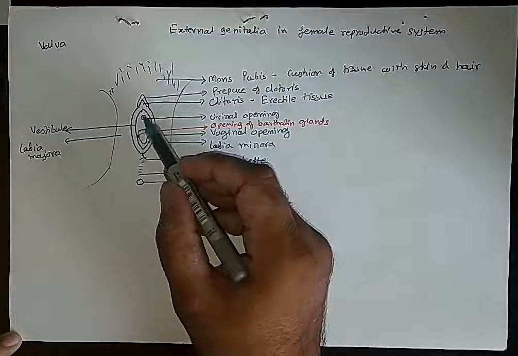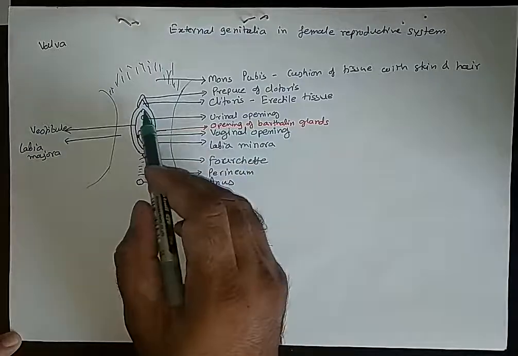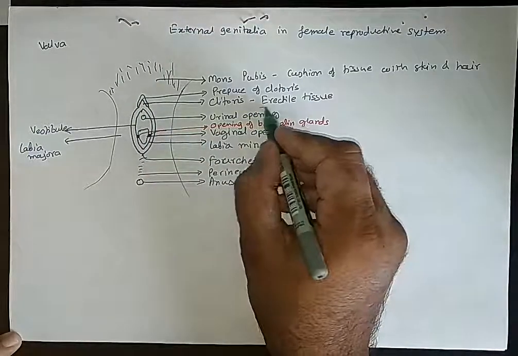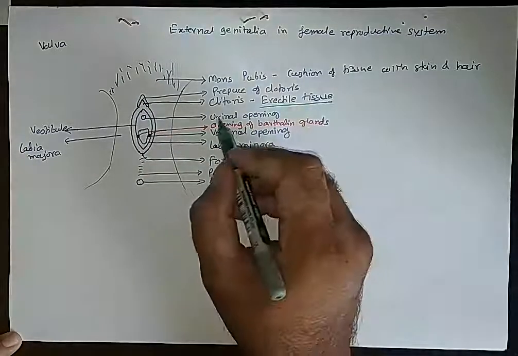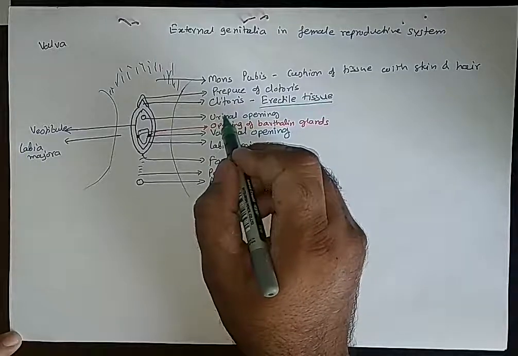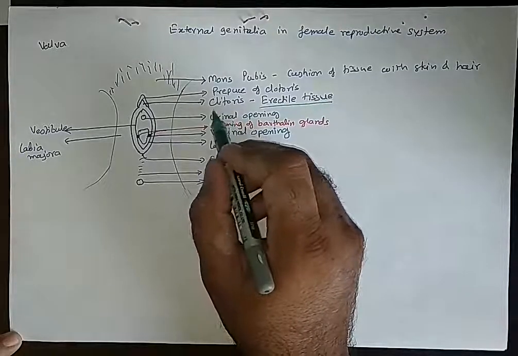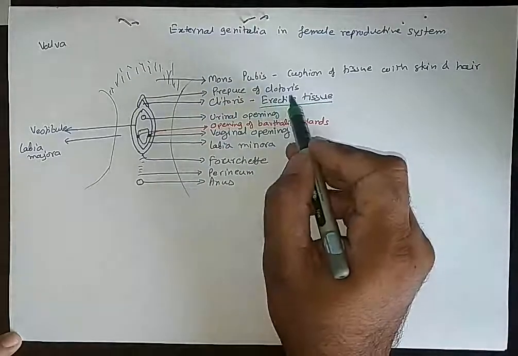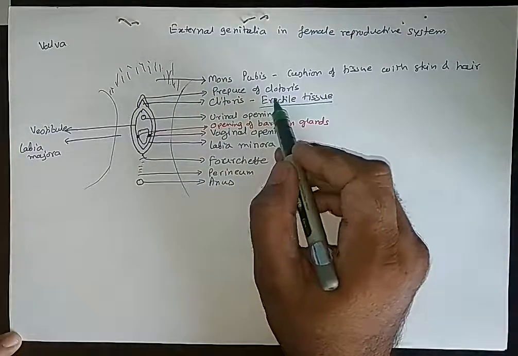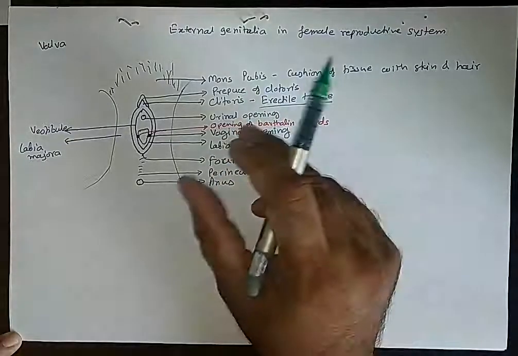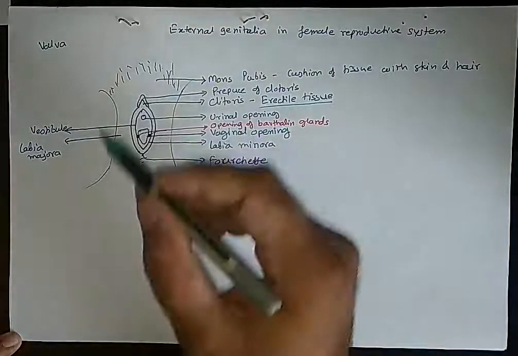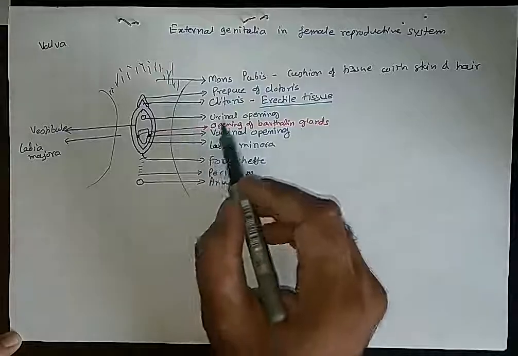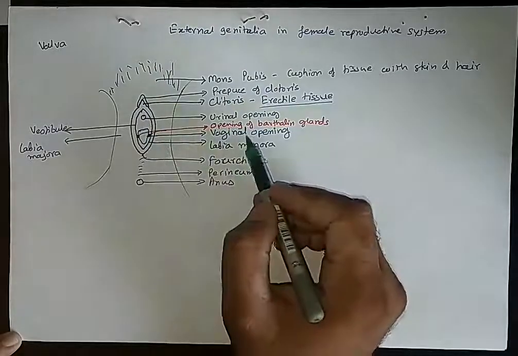On the top of the vulva there is one erectile tissue, and that tissue is called the clitoris. Below this, the clitoris is covered with the prepuce of clitoris. The prepuce of clitoris is a folding which covers the clitoris. Now below that there are two openings.